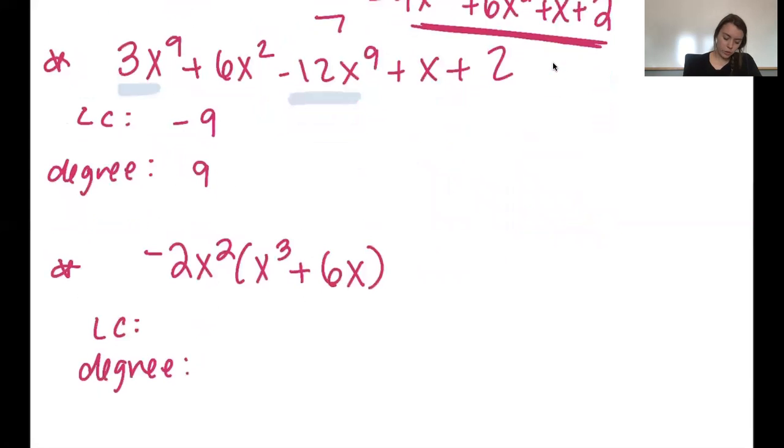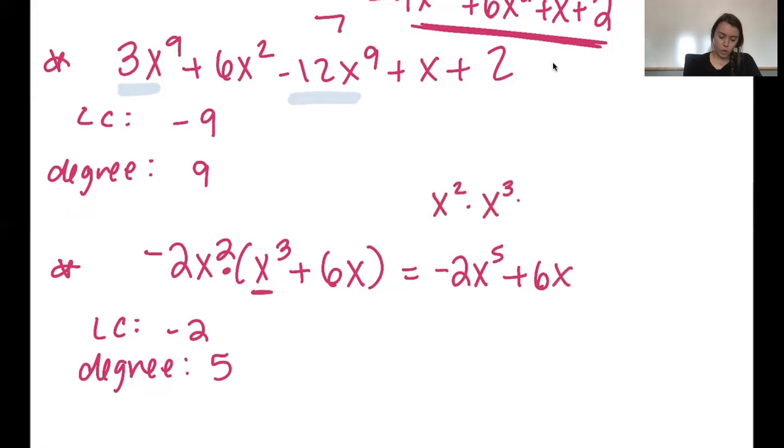So this one, the leading coefficient is -2 and the degree is 5. You might have thought the leading coefficient was 1 and the degree was 3, because that's the largest single number with a high degree, but these are connected by multiplication and are not in standard form. If I multiply that out, it would be -2x to the 5th power plus 6x. The reason it's x to the 5th is because x squared times x cubed: when you multiply variables with exponents, you add the exponents. So after I distribute, I get -2x to the 5th plus 6x.